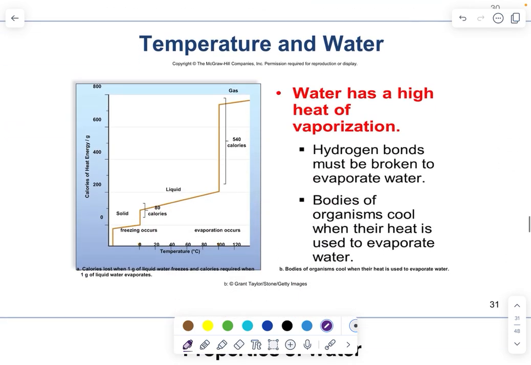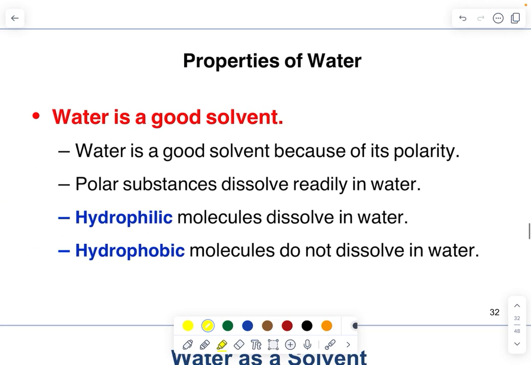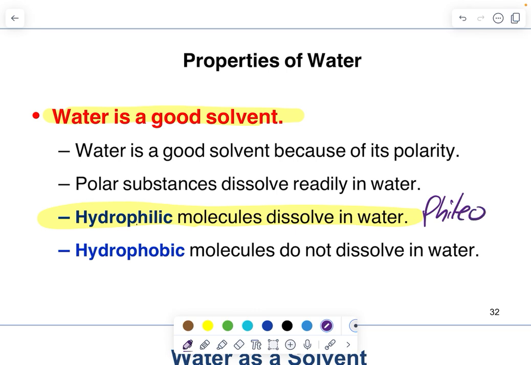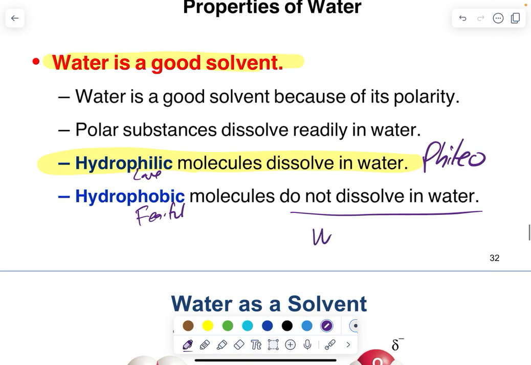Water has a high heat of vaporization, which means it takes a lot to evaporate. So this is important for cooling because bodies of organisms cool when their heat is used to evaporate water. That's why we sweat. Water is a good solvent. It's actually called the universal solvent. It can dissolve hydrophilic molecules because phileo means Philadelphia, city of brotherly love. And so they love water. These are fearful of water, so they do not dissolve in water. Water and oil don't mix.